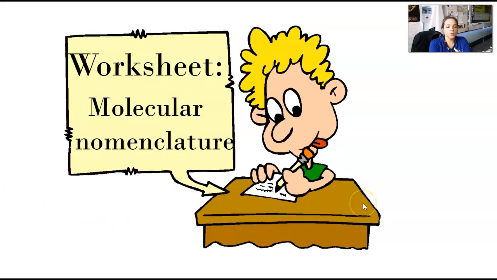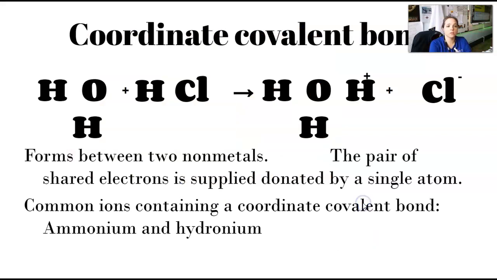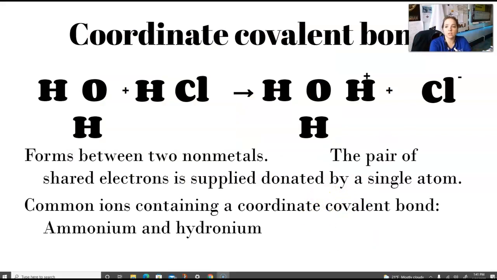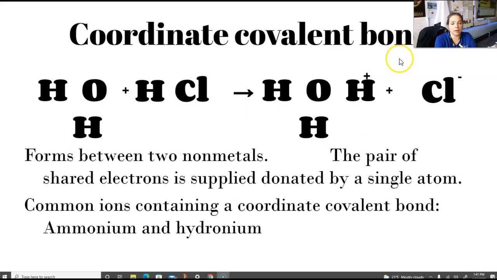Okay, so real quick, you're going to finish up the nomenclature in the homework in the green pages, and we're going to look at some covalent bonding, coordinate covalent bonding. So this forms between two nonmetals. A pair of shared electrons is supplied, donated by a single atom. Common ions containing a coordinate covalent bond are ammonium and hydronium.